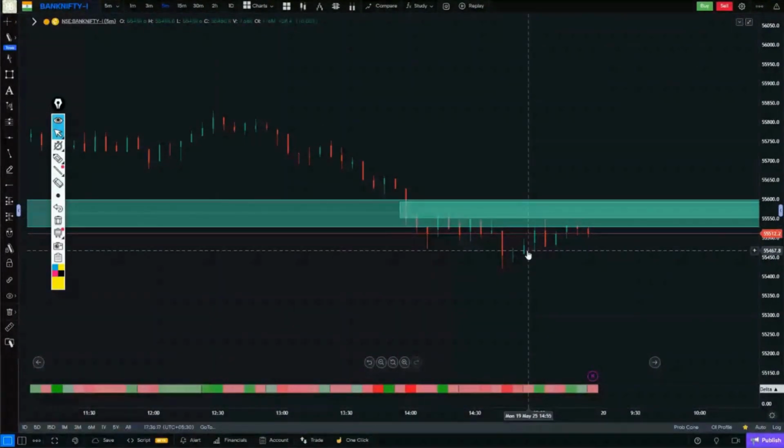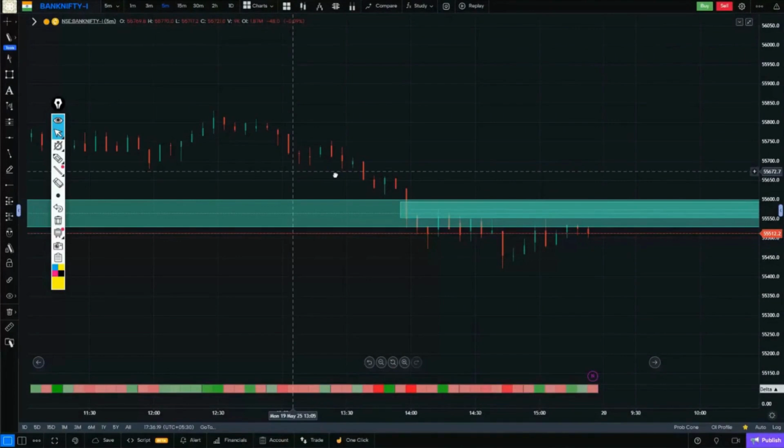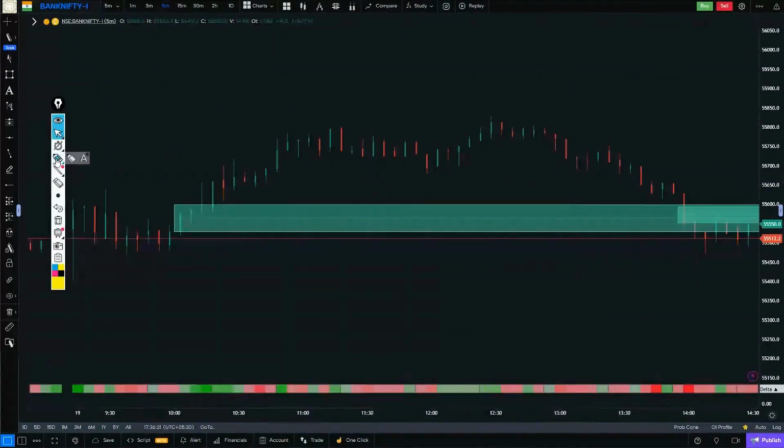It was quite sideways. There were a couple moves in Nifty and Bank Nifty. The good thing is there was buying in Bank Nifty. After buying, the move came and that zone acted as support. During the pullback, this same zone was broken with selling and acted as resistance. This was today's quick analysis of Nifty and Bank Nifty.